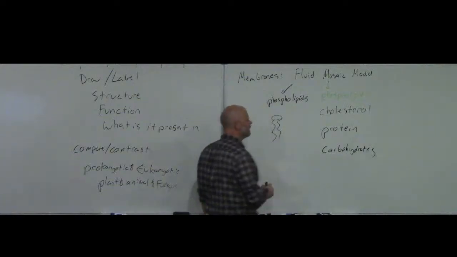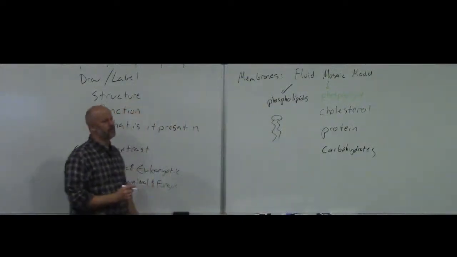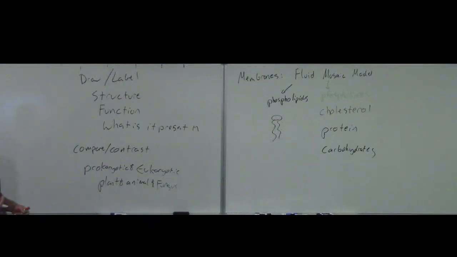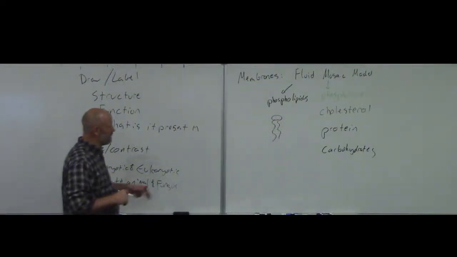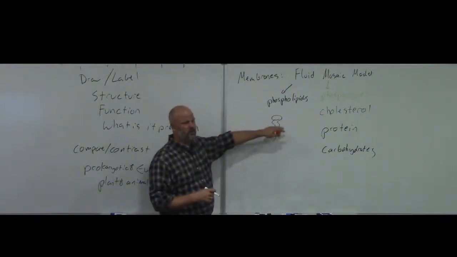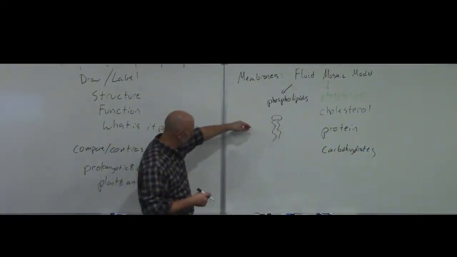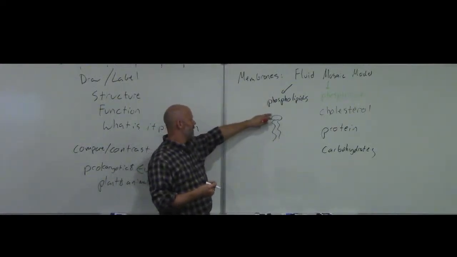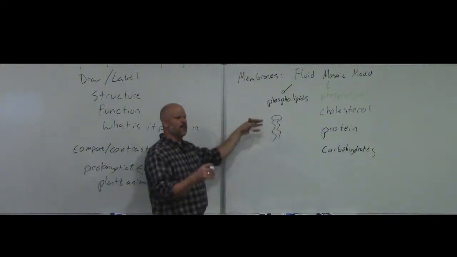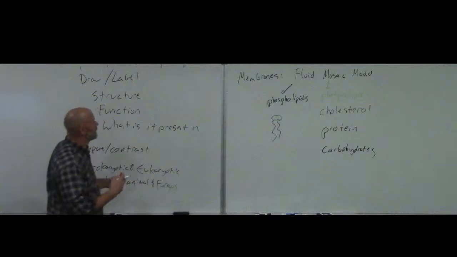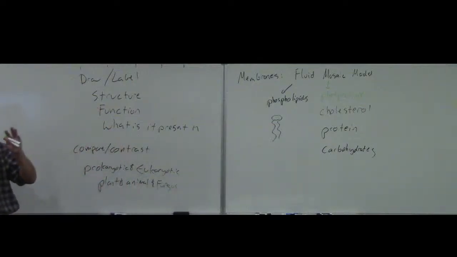Remember, the phospholipid is very similar to an oil. An oil is a triglyceride, 3 fatty acid chains attached to glycerol. This would be a diglyceride, 2 fatty acid chains, and you replace the third one with a phosphate, which has a negative charge. And so you got a hydrophilic and a hydrophobic. These things flow like oil. They flow very easily. So it's a fluid mosaic model.